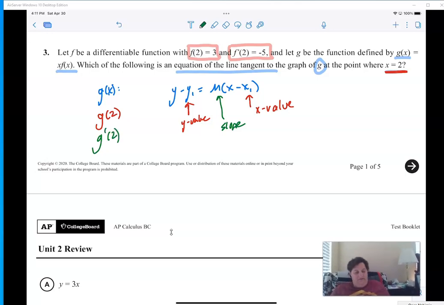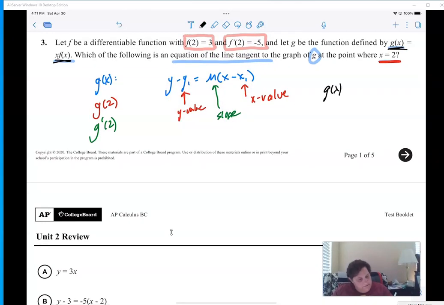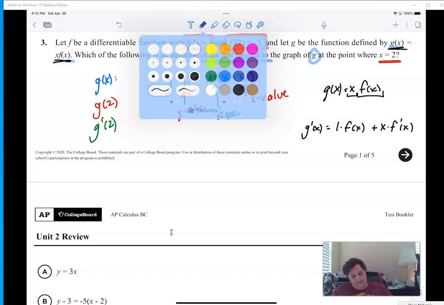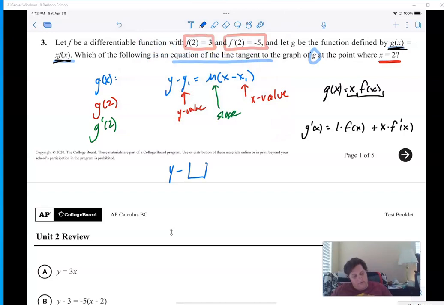So we want to find a base. All right, this is a little bit weird because it kind of switches lines over there, but g of x is x times f of x. That is a product rule. Okay, so here's my derivative. g prime of x would be the derivative of the first times the second plus the first times the derivative of the second. Okay, now I've got to go through here and fill in my points. I have y minus y1 equals m times x minus x1, and I already know x1 is 2, so that's great. So I really just need to fill in the other things, okay?